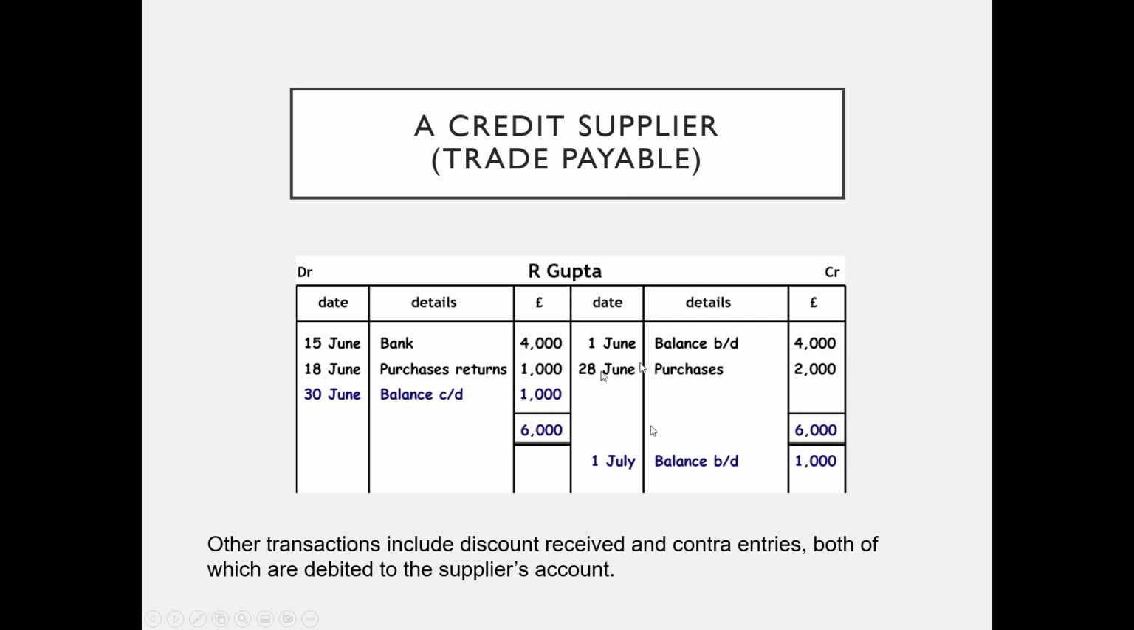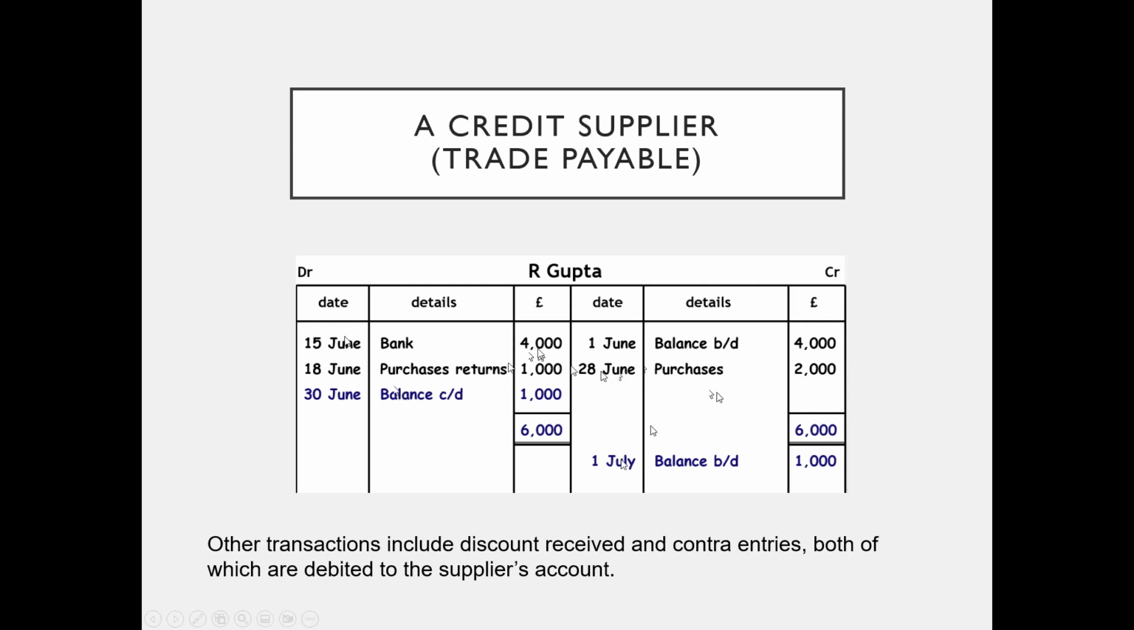So anything that increases the amount we owe to, in this case, Gupta, would go in on the credit side. So the obvious one there is purchases, debit purchases, credit the supplier's account. Anything that reduces the amount we owe to Gupta in this case would be on the debit side. So if we pay them, in this case we've paid them £4,000, we're going to credit the bank and debit the Gupta account. Purchase returns, credit purchase returns, and debit the supplier account to reduce the amount owed.